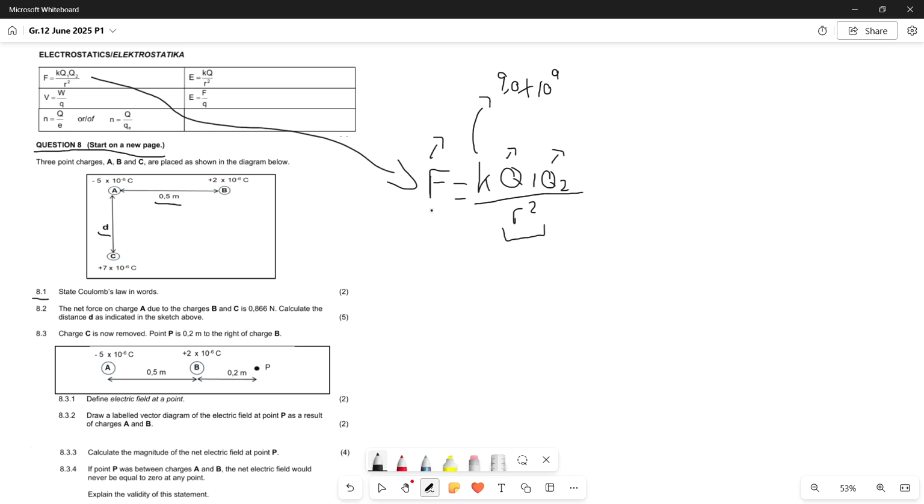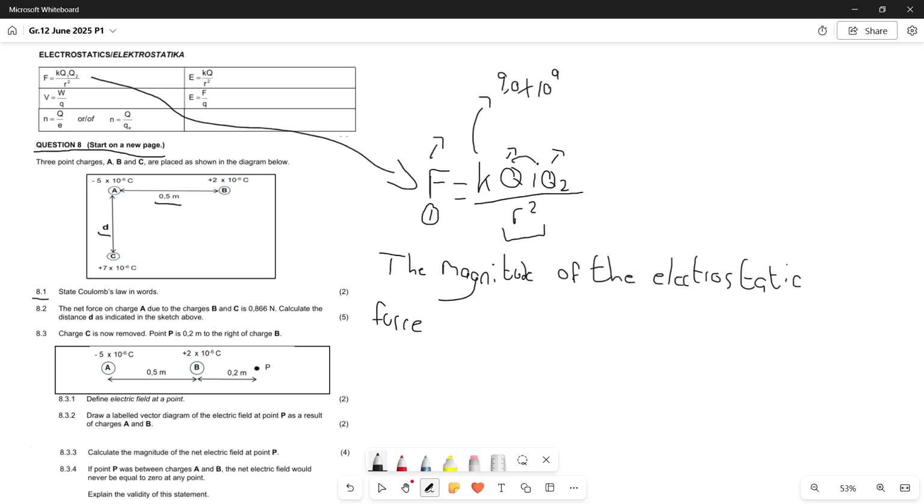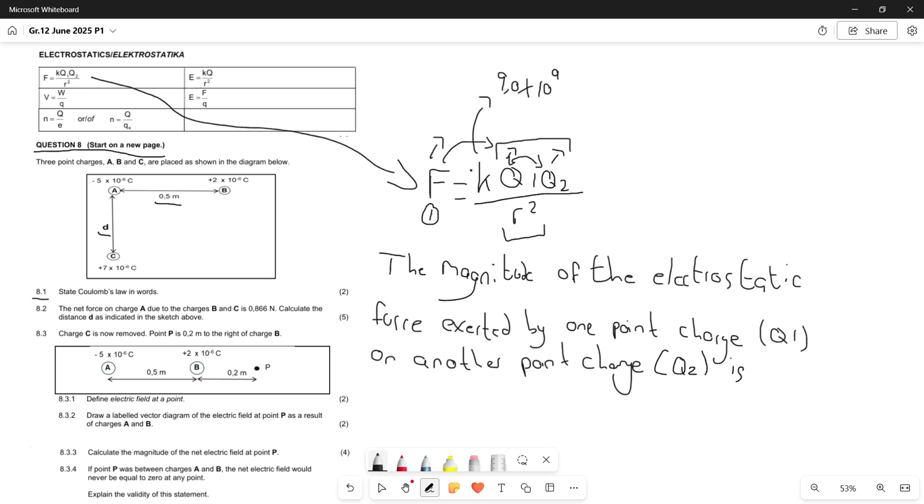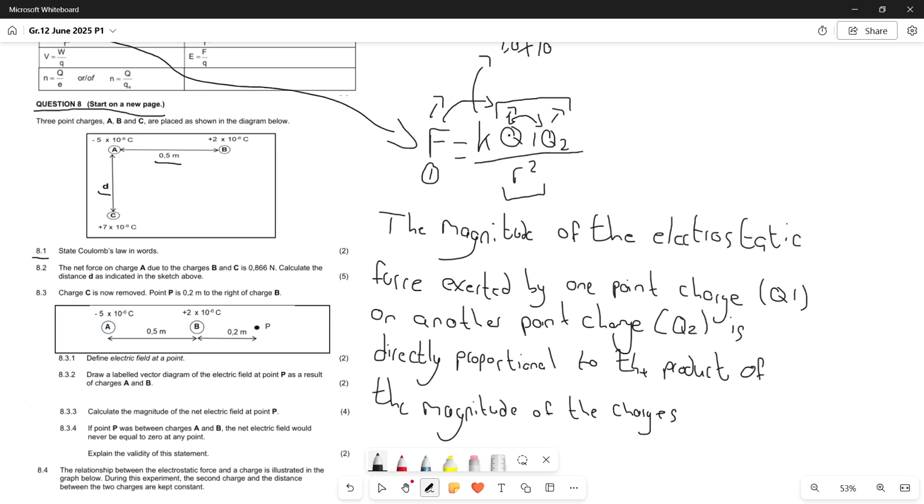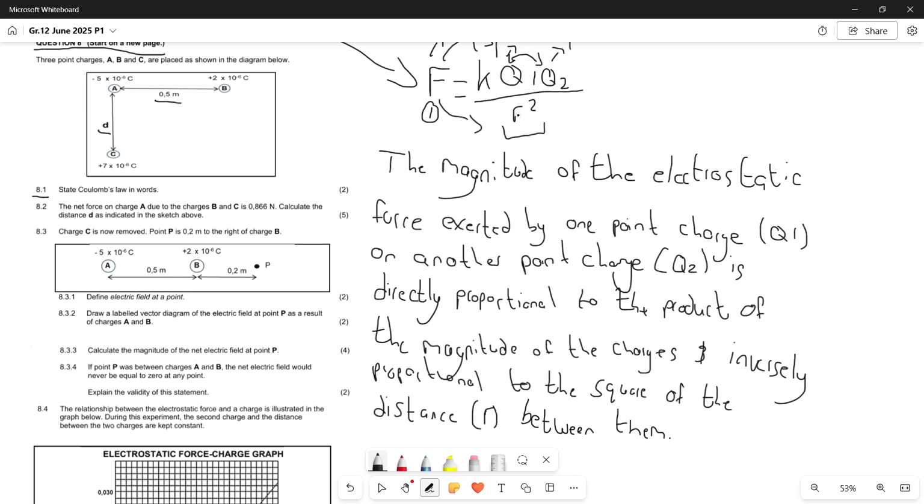So Coulomb's law is this guy first. It is the magnitude of the electrostatic force exerted by one point charge Q1 on another point charge Q2 is directly proportional to the product of the magnitude of the charges, the fact that these two charges are multiplying one another, and is inversely proportional to the square of the distance r between them.